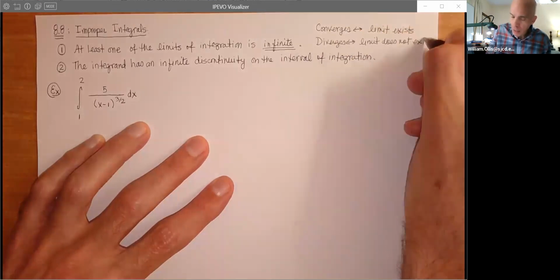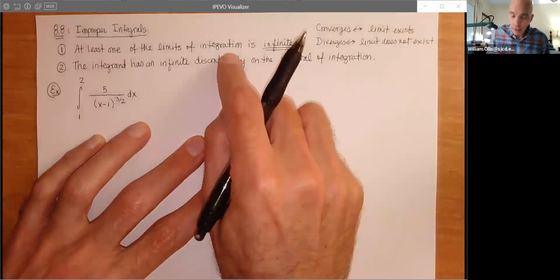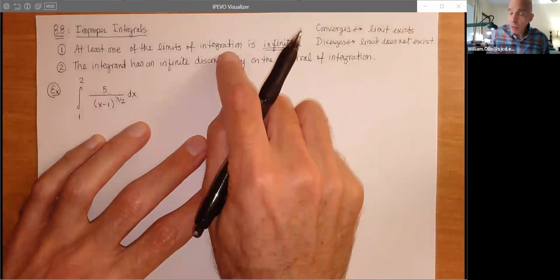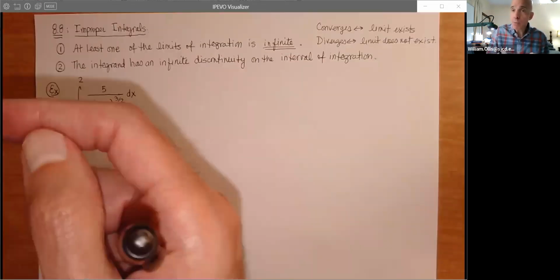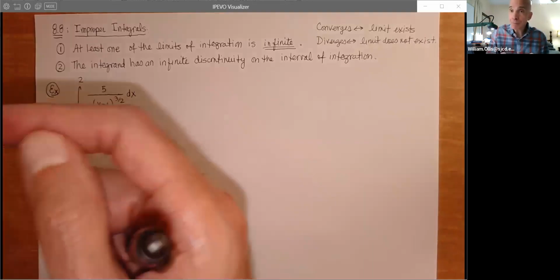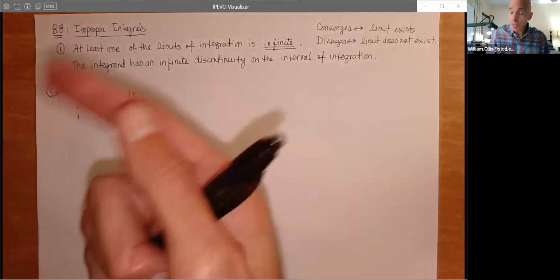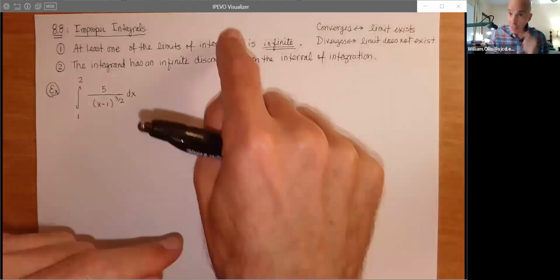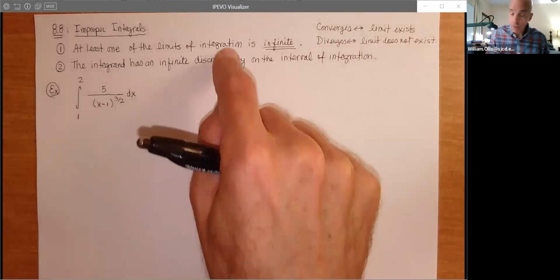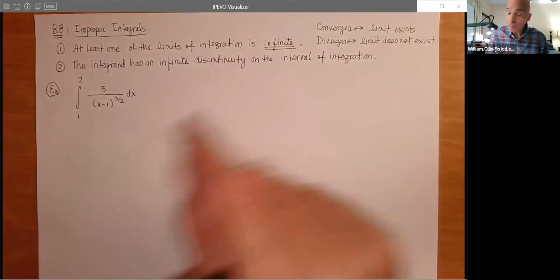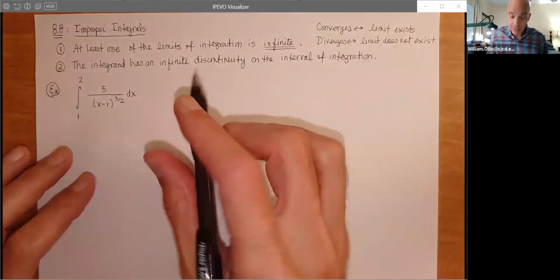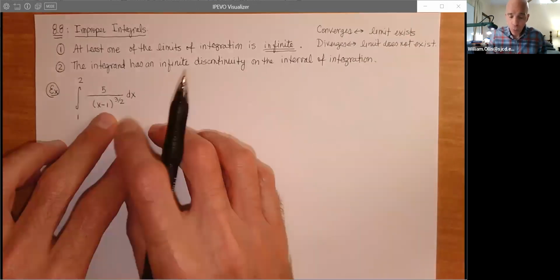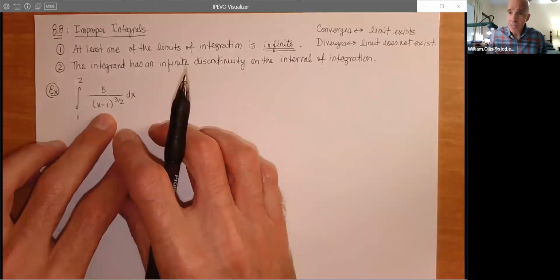So you're thinking, with an infinite limit of integration, that imposes a limit. And then if you have an infinite discontinuity, you have to approach from possibly two sides, maybe one side, a right or left limit. Again, that imposes another limit. So when I talk about the limit, I'm talking about the limits that actually evolve from these new types of integrals. So we're going to say converges when the limit exists, and we're going to say diverges when the limit does not exist.